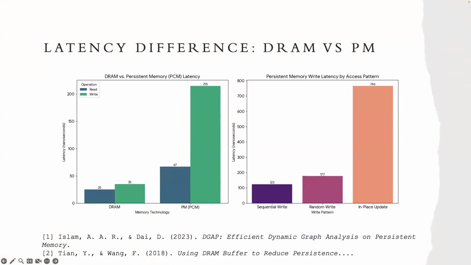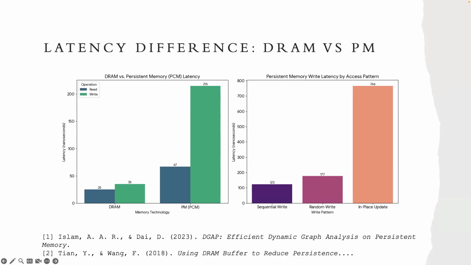Okay, let's see some data from the papers we reviewed. We just aggregated all the data into digestible graphs where we can see the impact or the characteristics of persistent memory in general view. So for the first graph, we have a DRAM versus persistent memory latency chart, where we can see the read and write of DRAM has significantly less latency than persistent memory, which is expected.